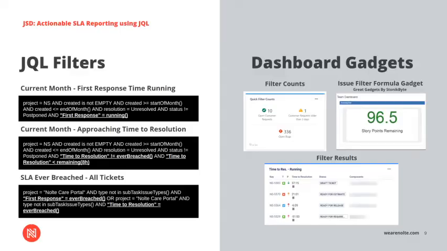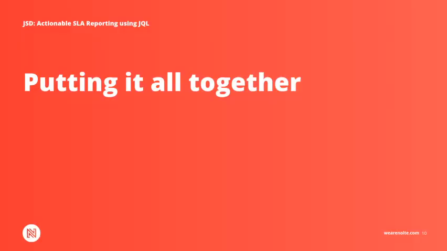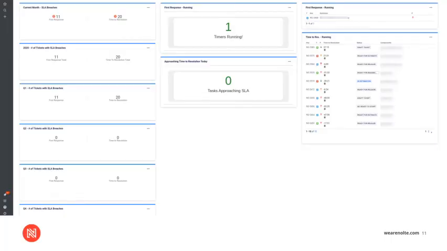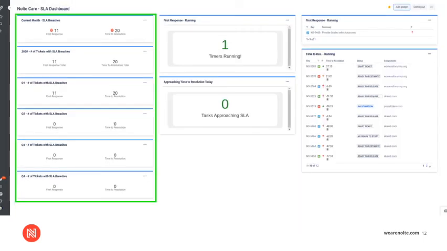So bringing it all together, once I was done planning what data I would like to display for my team, creating the filters and deciding on how I would like to display the data to my team, I built out the SLA dashboard. As you can see, the data is displayed in a simple manner, which anybody can quickly review and take action on. In the first section, highlighted in green, I combined the filter counts gadget with the data from the all tickets SLA ever breach filter.